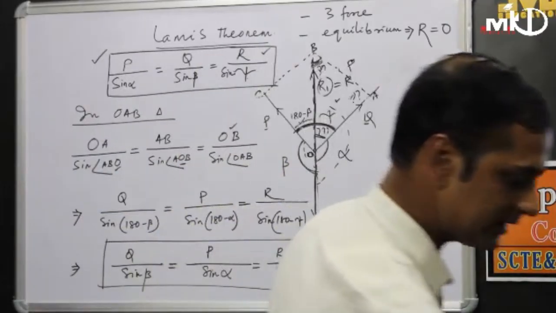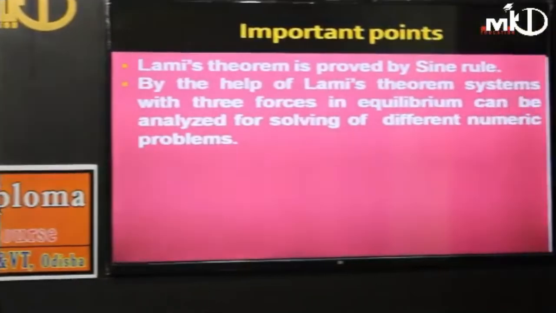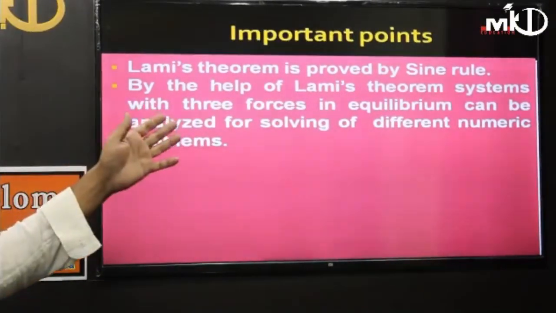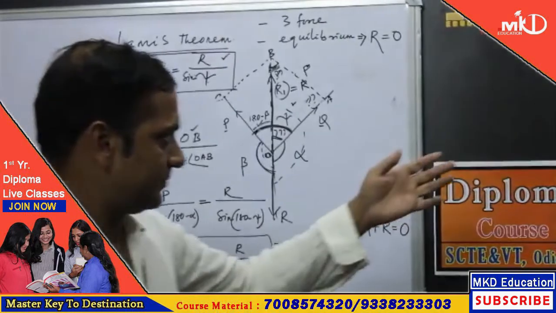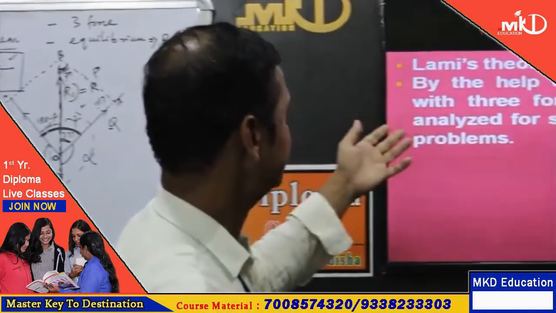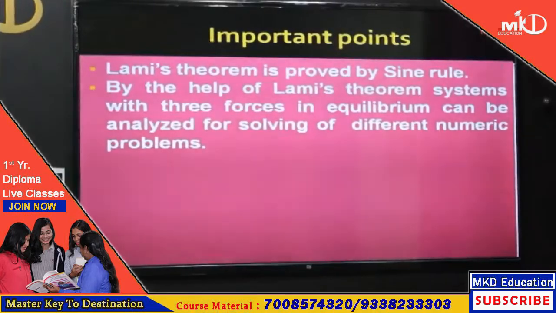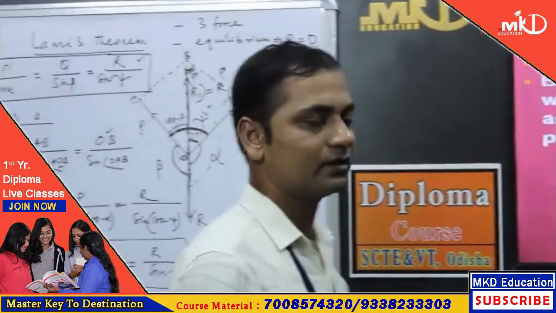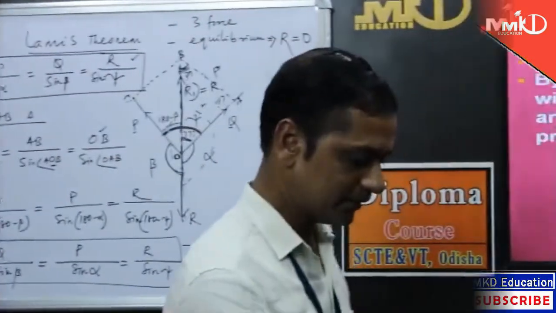Then we will see the next part, the important points we will learn today. Today we saw that Lami's theorem is proved by the sine rule. Sine rule apply होके Lami's theorem कैसे आता है, that we have already learned. Second, by the help of Lami's theorem, a system with three forces in equilibrium can be analyzed for solving different numerical problems. Means by using this law, we can solve so many numerical problems. Those are the important points.